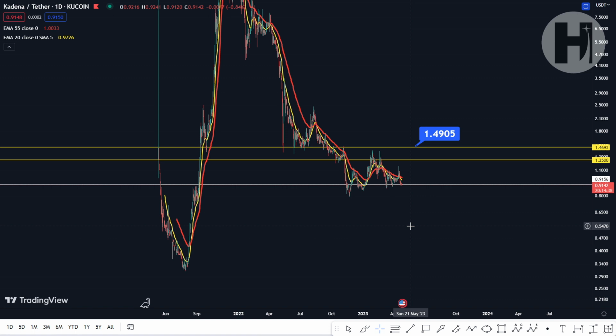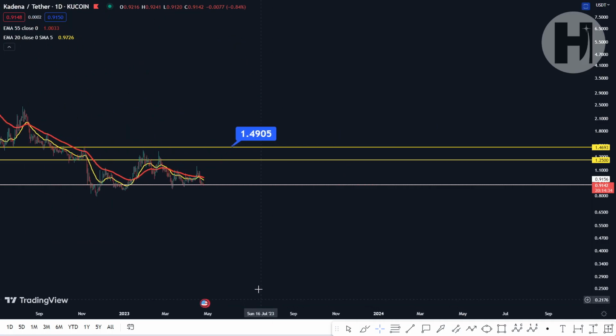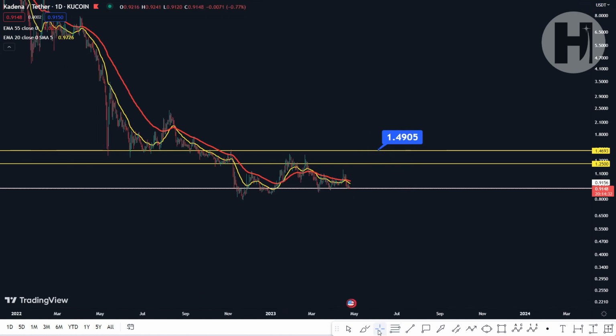Now, let's jump straight into the TA. Taking a look at the daily chart, as you can see, we have been in this sideways channel for quite a while now. So we started here in December last year. We came up into January, had a little retracement, a nice double top pattern here, and then we pulled back down to the initial support at 91.5 cents. So we're coming back down to that support one more time.